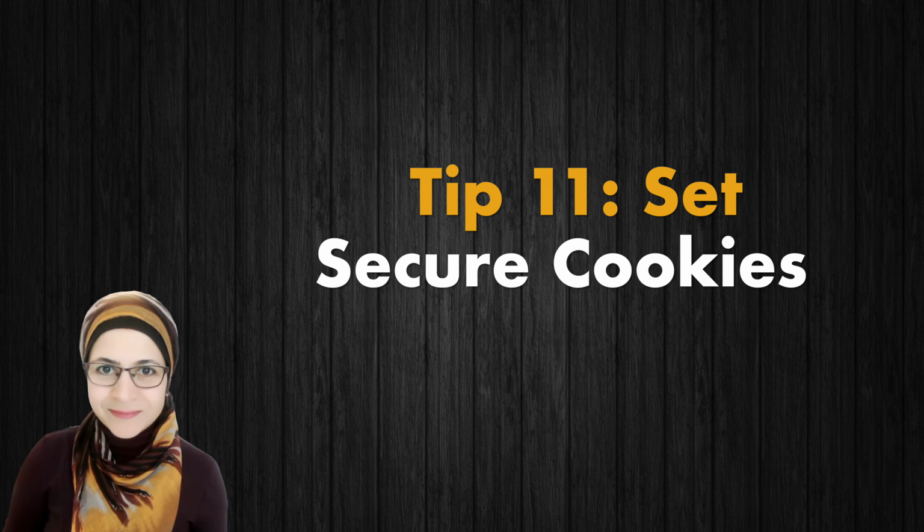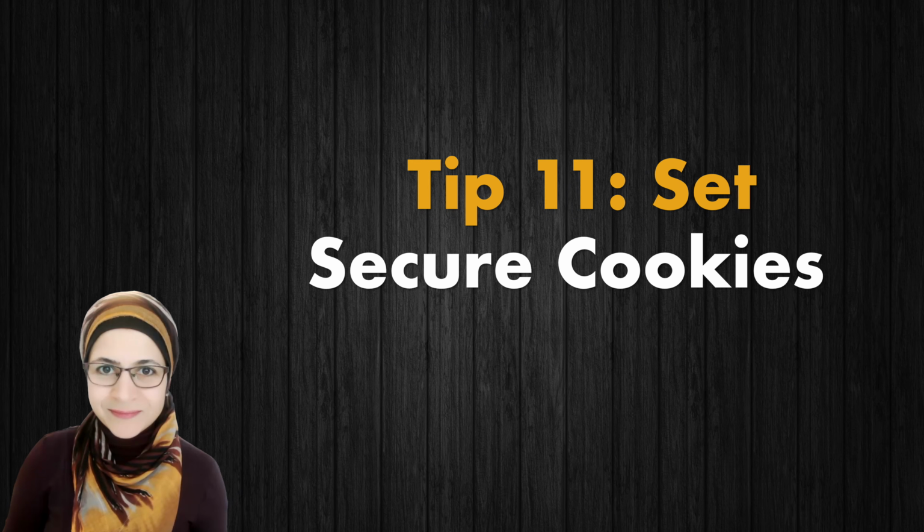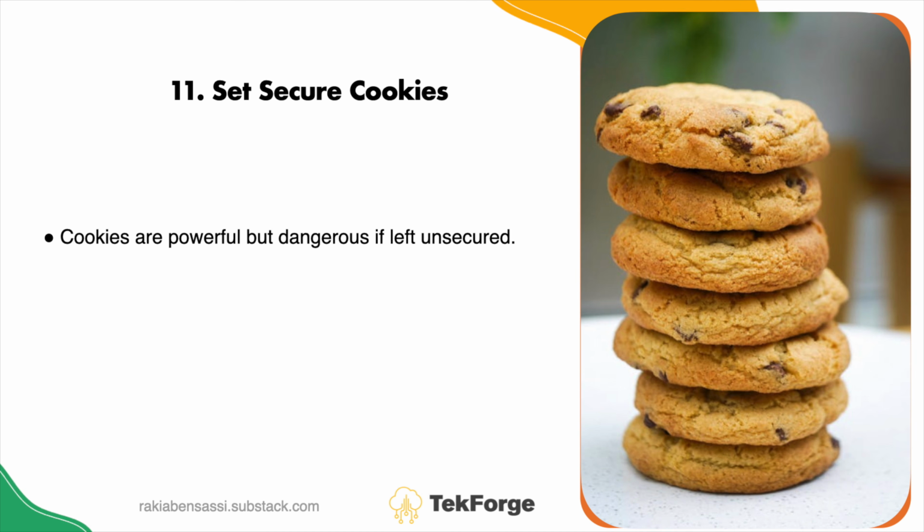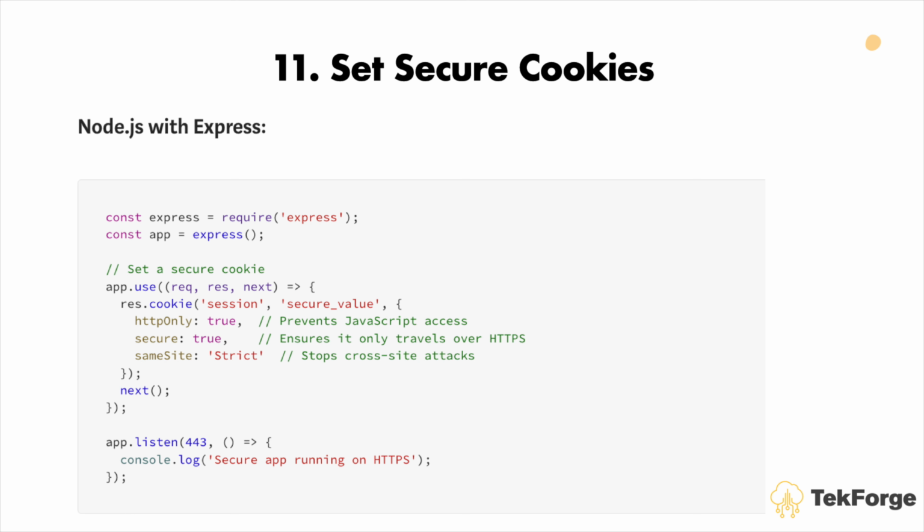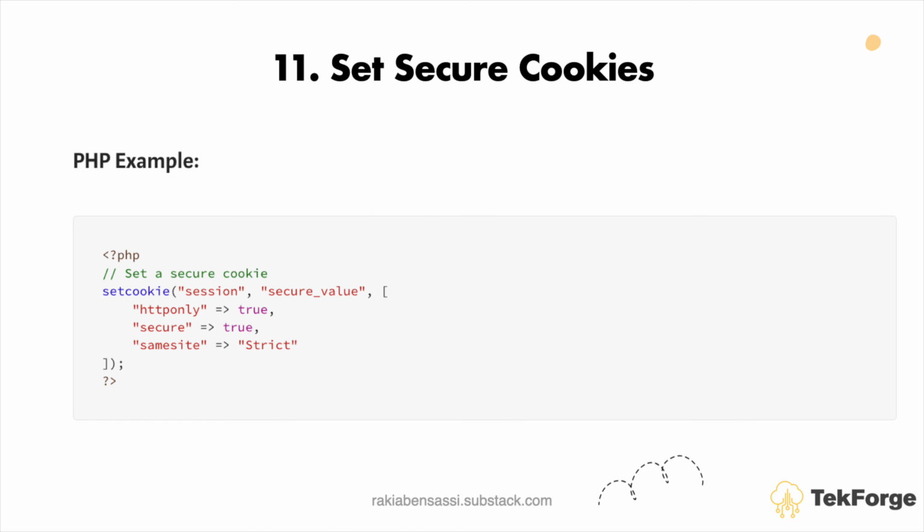Tip number 11. Set secure cookies. Cookies are powerful, but dangerous if left unsecured. Always set the HttpOnly and Secure flags. This keeps cookies safe from JavaScript-based attacks and ensures they only travel over HTTPS. Here is a Node.js example with Express on how to set a secure cookie. And this one is a PHP example on how to set a secure cookie.